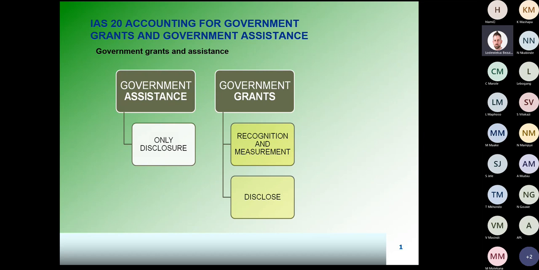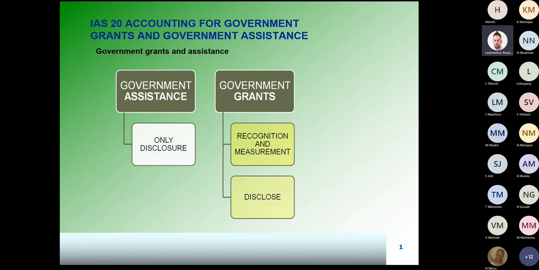Right, so government assistance, we only disclose in the financial statements. So there's no calculations or anything. So we just say government provided us with some assistance. We'll look at what government assistance is just now. So there's no calculations, it's only disclosure. Government grants is where there's a flow of money or assets. There we have to look at the recognition and the measurement of that government grant. And then we also have to disclose the government grant in the financial statements.